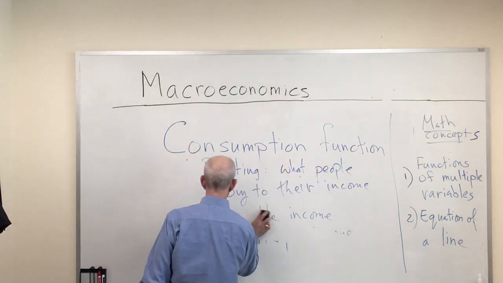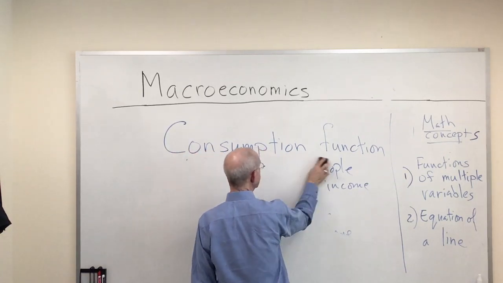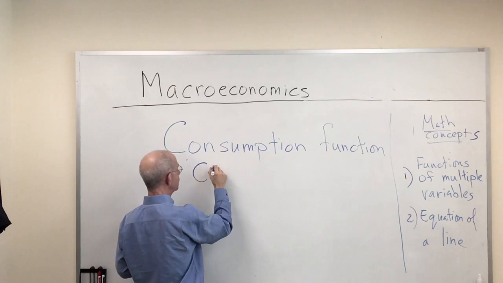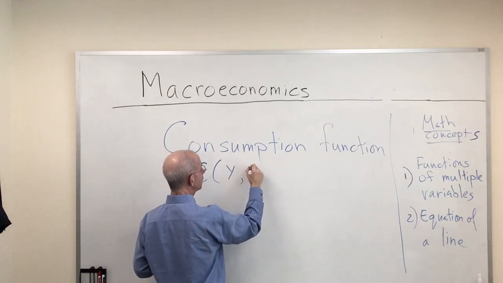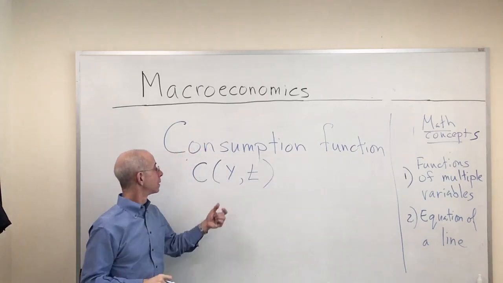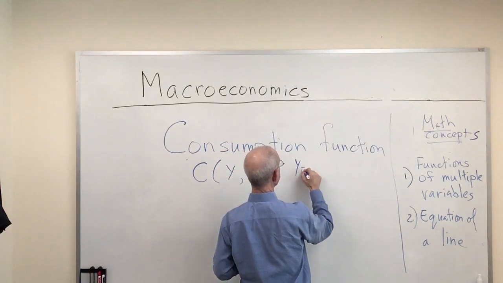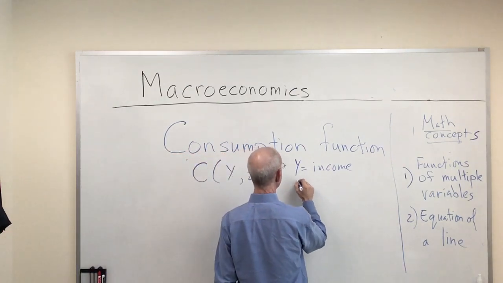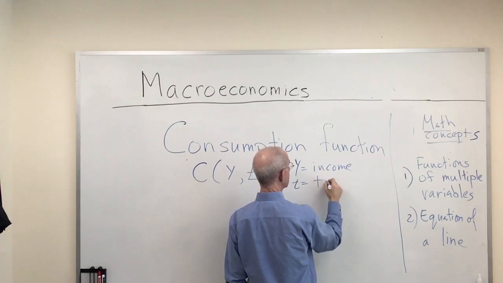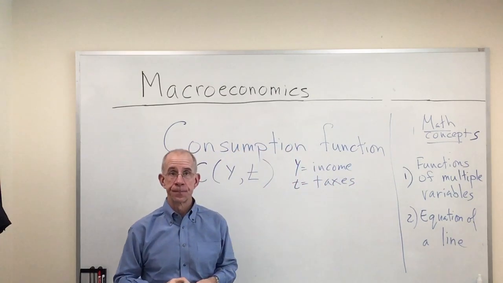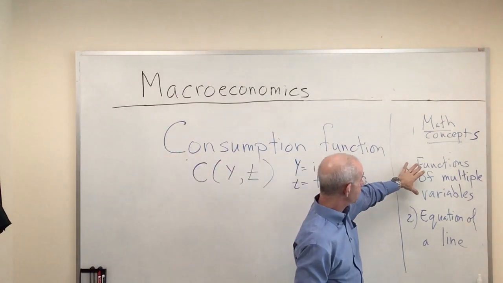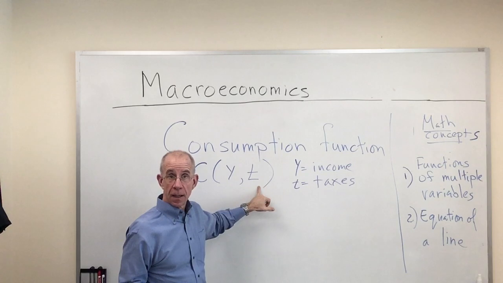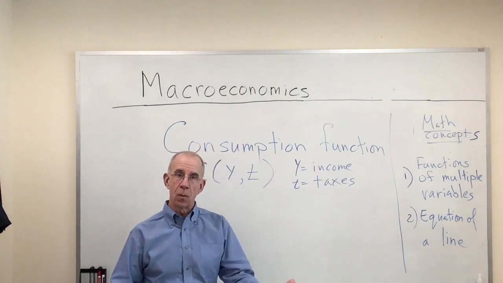Now, the way I'm going to write this, generally, is to say that consumption is going to depend on the income, so Y is income, and T is taxes. So we're talking about a function of multiple variables, where overall consumption is going to depend on both the level of income and the tax burden.